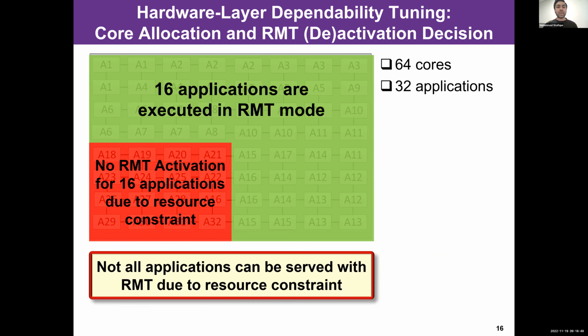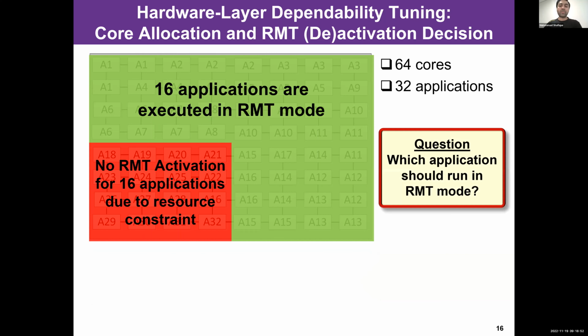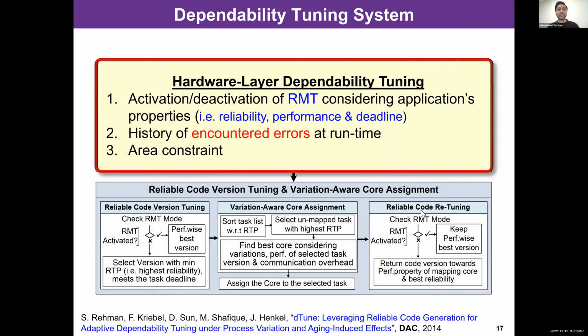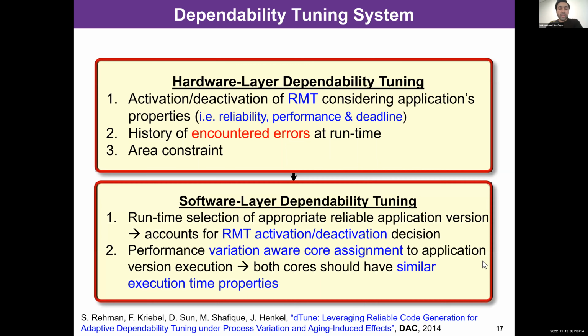Which application you want to run with redundant multi-threading, and which not, is again a question of resilience. So we developed a solution which can effectively activate or deactivate RMT based on the resilience properties of applications. Since these properties can vary over time, we can monitor the history of errors, and then upgrade or downgrade an application to get RMT or deactivate it. We have also analyzed that by generating different variants of the application code, we can in general save RMT from some of the less critical applications and give this budget to more critical applications.